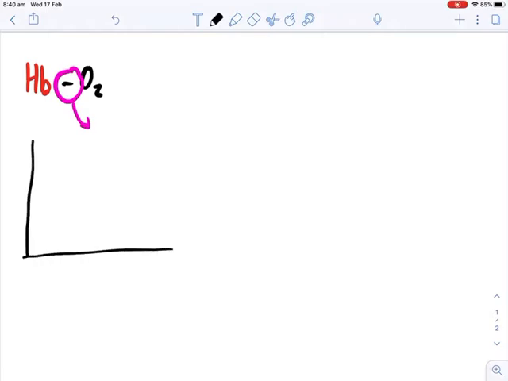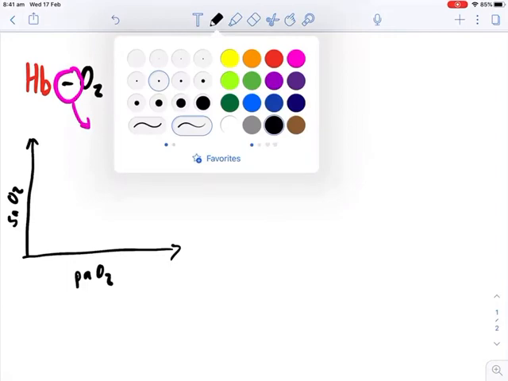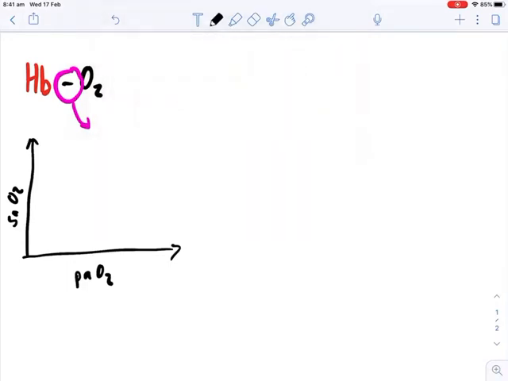So if I'll draw the curve here, we've got the partial pressure of oxygen on the bottom. And then at the top we've got your saturations, which is, as you know, the percentage of hemoglobin that have O2 attached to them. And one hemoglobin can have 4 oxygens. And here we go. There they all are.